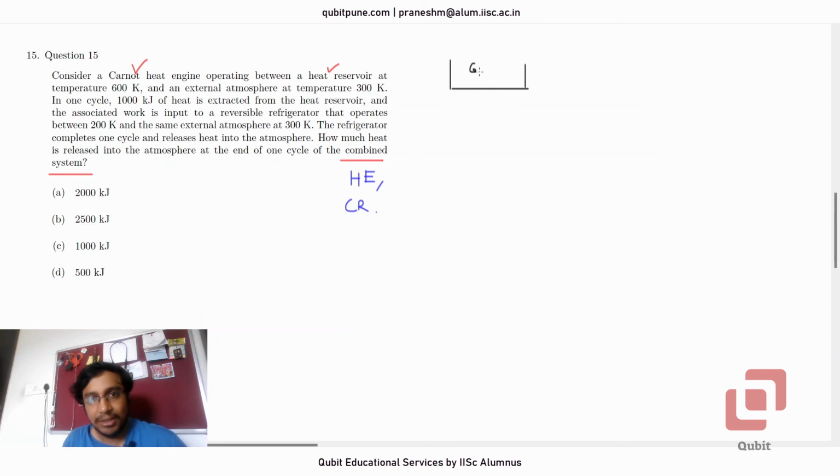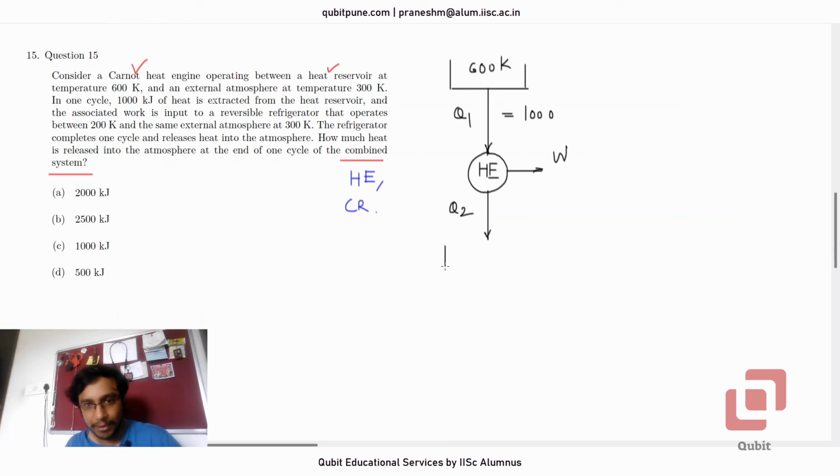Source is at 600 Kelvin. Let Q1 be the heat extracted. So Q1 is 1000, they have given us. Then this is our heat engine operating on a cycle. This is W, the work output, and this is Q2, right? And this is 300 Kelvin.